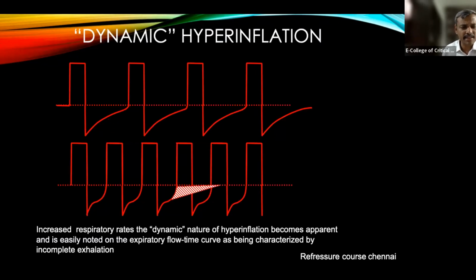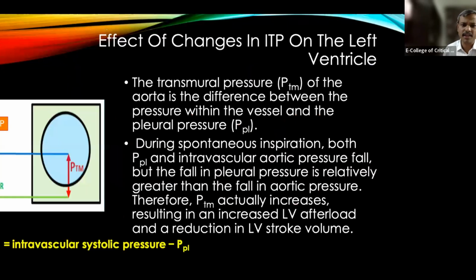If there is bradycardia, disconnect the ventilator for 3 to 5 seconds. We can discuss this in asthma or COPD ventilation. Coming to the next important point: the effect of changes in ITP, intrathoracic pressure, on the left ventricle. This is very important. So far we discussed the right ventricle.